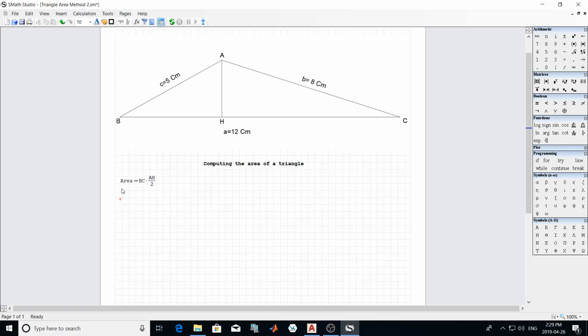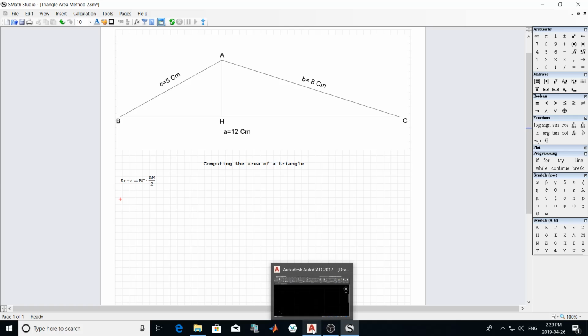However, in this video tutorial, I'm going to show you how to use the other more well-known formula, which is area is equal to base multiplied by height divided by 2 to compute the area of this triangle. Now, I'm not going to do it all analytically, meaning that I'm not going to compute the height of the triangle analytically. However, I'm going to measure the height of the triangle, and then use the area is equal to base multiplied by height divided by 2 to compute its area.